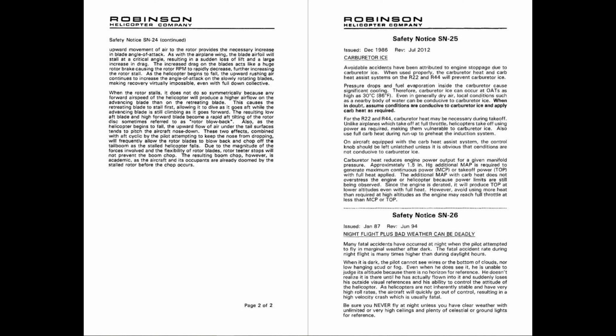As the helicopter begins to fall, the upward flow under the tail surfaces tends to tilt the nose of the aircraft down. The pilot will usually apply aft cyclic to try to correct this. These two effects plus the pilot's input will frequently cause the rotors to chop off the tail boom, which is called blowback, as the helicopter is falling.